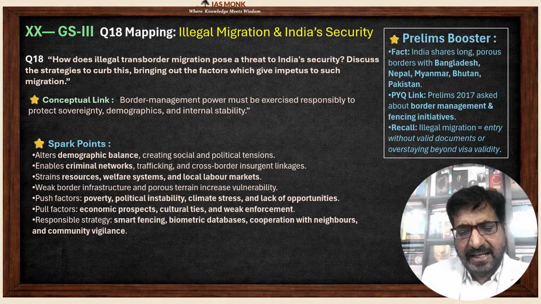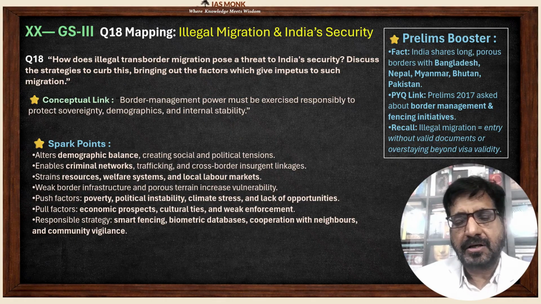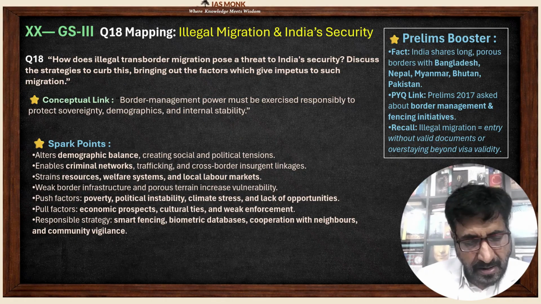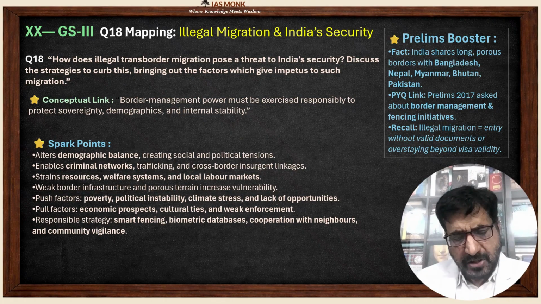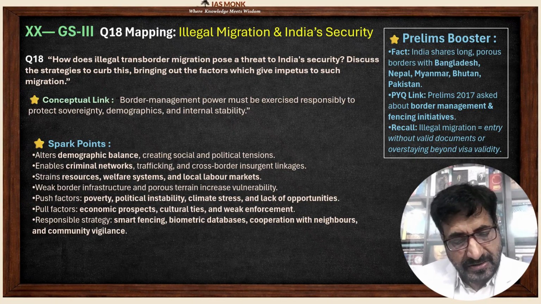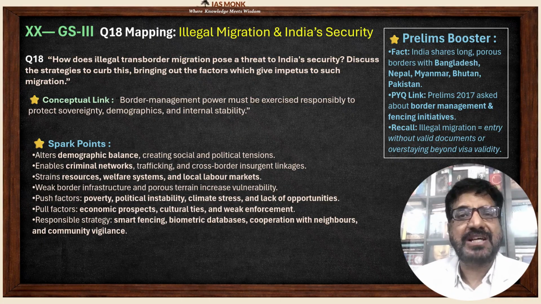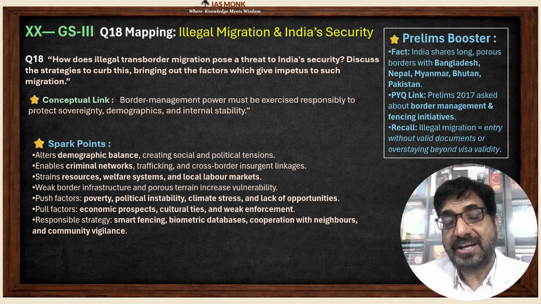I am reading it out from this question paper. How does illegal trans-border migration pose a threat to India's security? Discuss the strategies to curb this, bringing out the factors which give impetus to such migration.